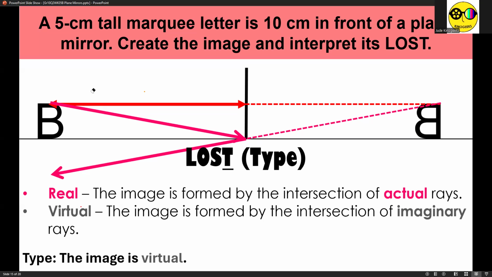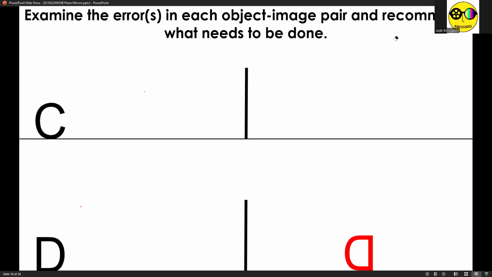Now, because we're finished with the discussion, it's time for the review recap. And this is entirely different from our review and recap in the previous lessons because here, we're going to examine the errors in each object-image pair and recommend what needs to be done. So, in the first example, our object is letter C, and this is the wrong image. All wrong images in this slide are represented by a red font or red letter.